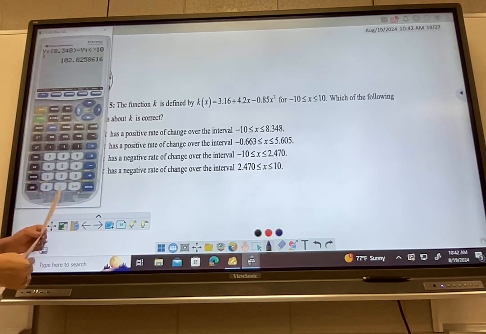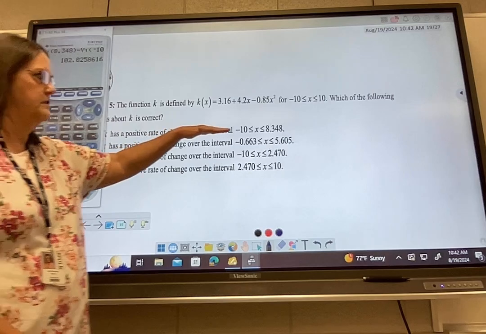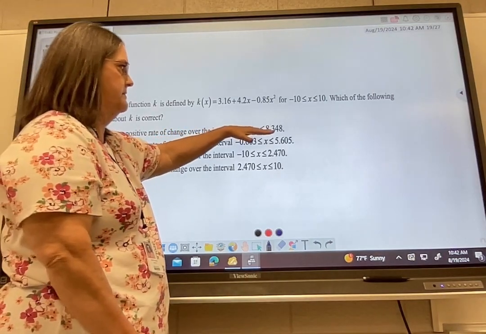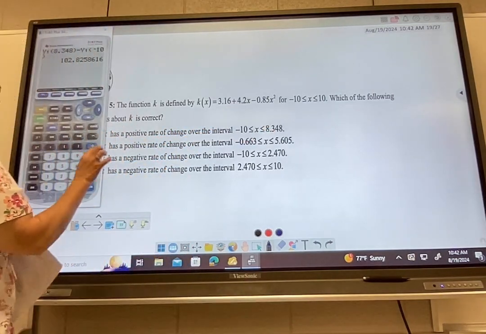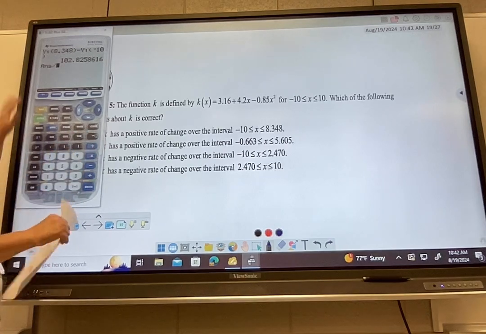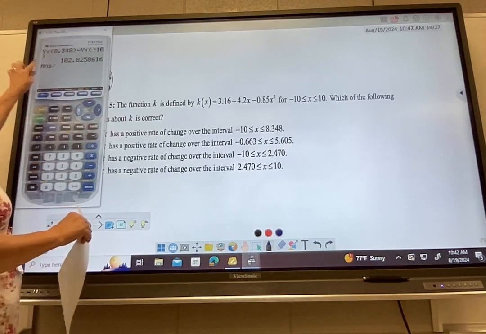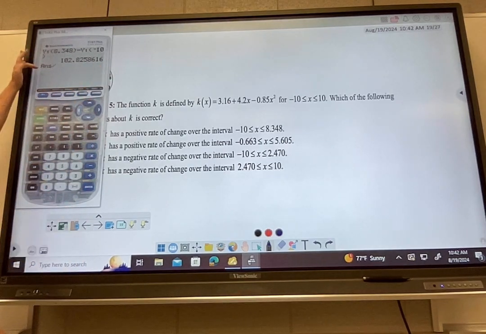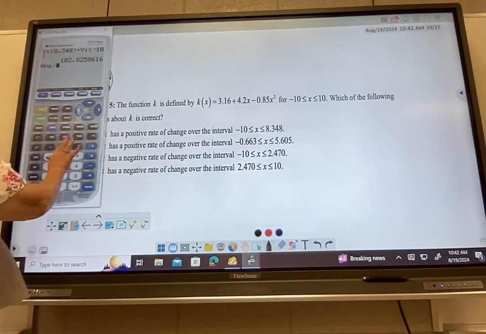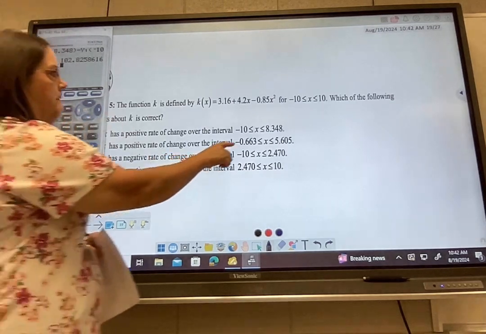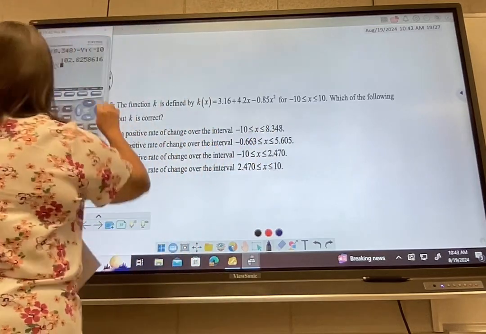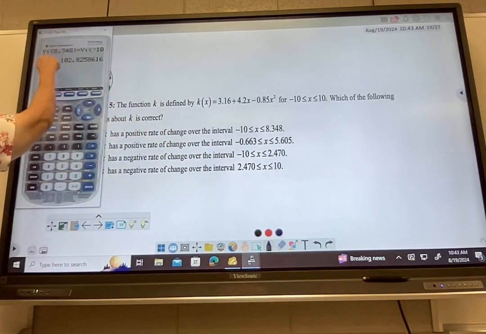All right, that is giving me the difference in the y values from this interval. Then I'm going to divide that answer. There's no need in typing that answer in. Just hit divide, and the calculator knows that the answer is there. And I'm going to divide by 8.348. You want to make sure you go in the same order right here.